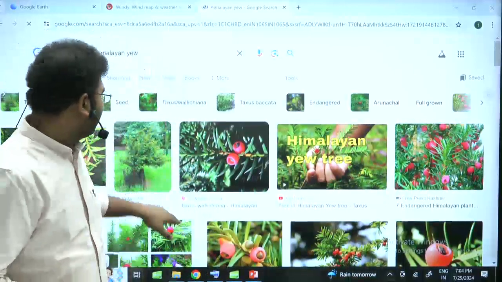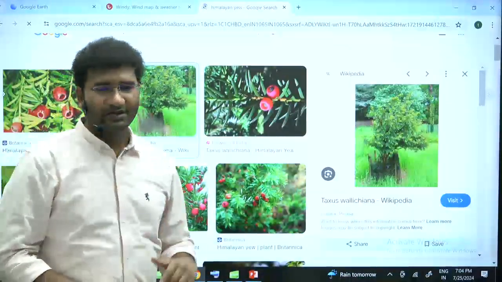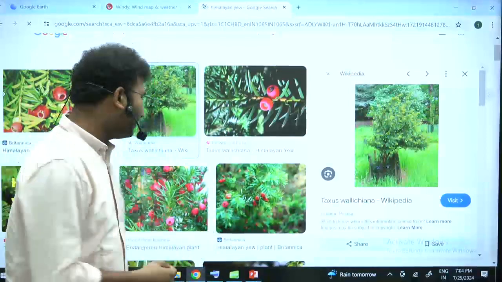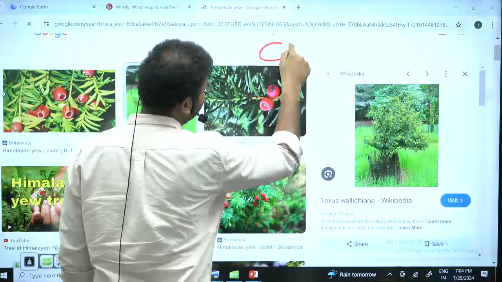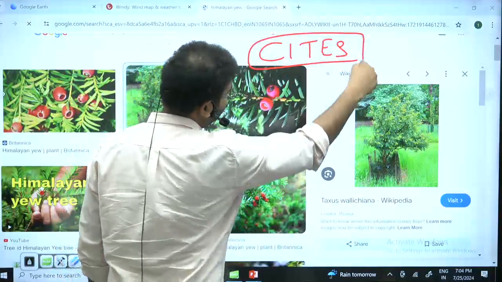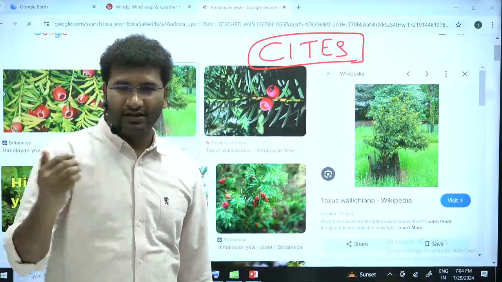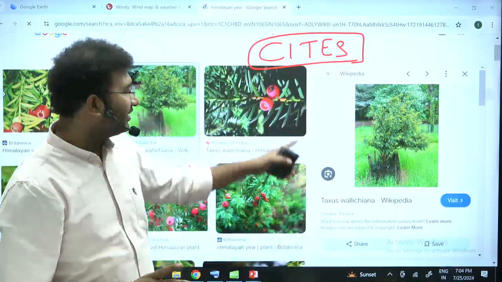So, again, China we export and import. We are not supposed to do. There is a treaty called, though this is not geography, Convention on International Trade in Endangered Species. So this is an endangered species.